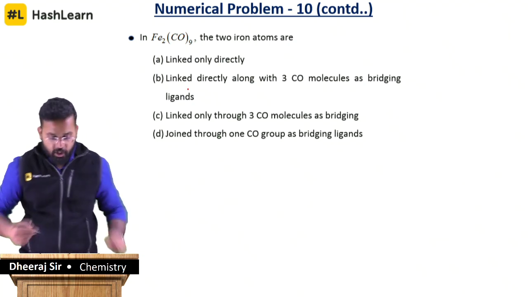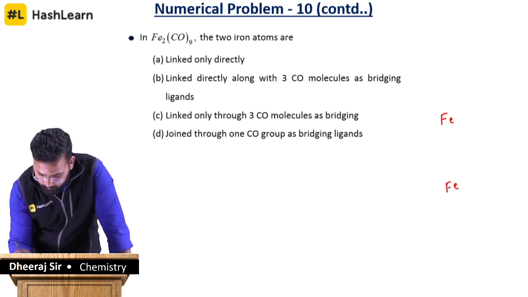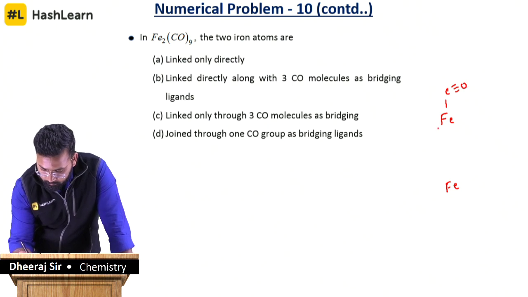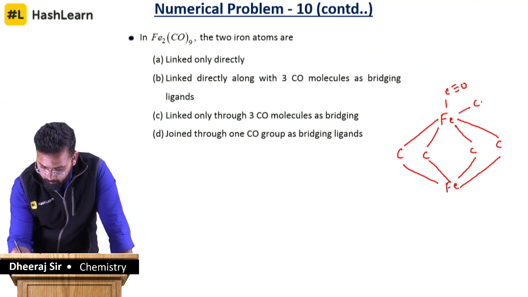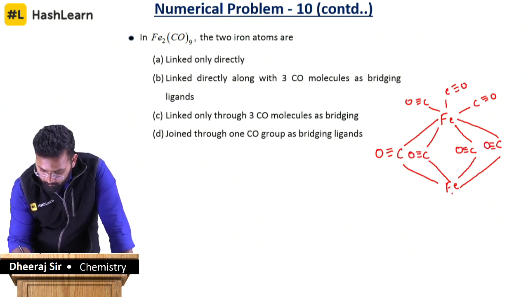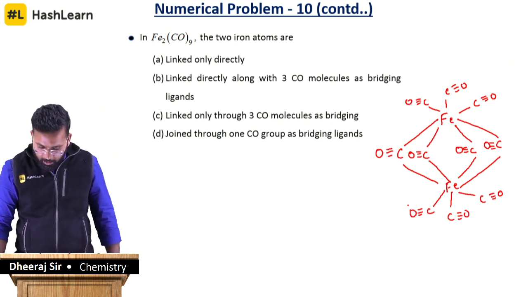Meanwhile, while you're answering, I'll try to draw the structure so that it helps you in understanding the overall structure involved. So you have Fe, so this is how the structure would be, guys. So you have 9 carbonyl groups. Once you have 9 carbonyl groups, you can count.